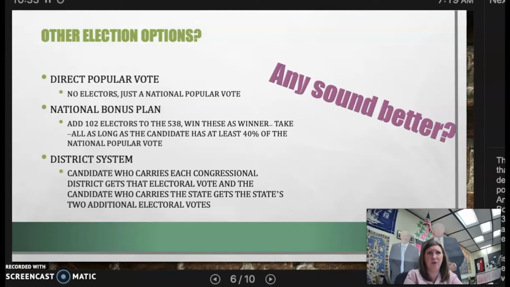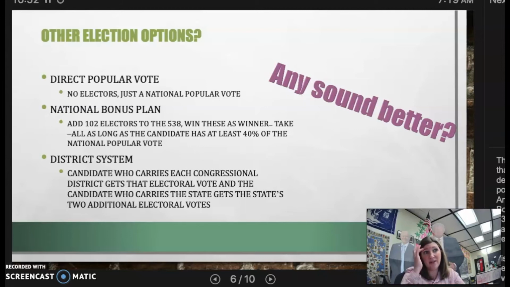Another one is the National Bonus Plan. This says, hey, let's add 102 electors to the 538. And you win these as a winner take all as long as the candidate gets at least 40% of the national popular vote. District system. Candidate who carries each congressional district would get that electoral vote.